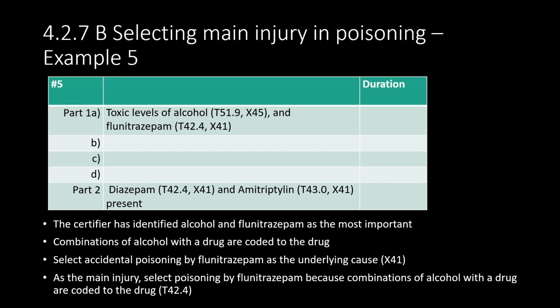In this example, Part 1a, toxic levels of alcohol and flunitrazepam. Part 2, diazepam and amitriptyline present. The certifier has identified alcohol and flunitrazepam as the most important. Combinations of alcohol with a drug are coded to the drug. Select accidental poisoning by flunitrazepam as the underlying cause, X41. As the main injury, select poisoning by flunitrazepam because combinations of alcohol with a drug are coded to the drug, T42.4.